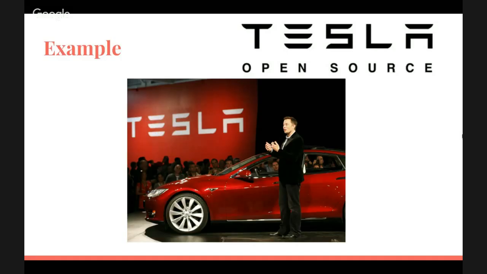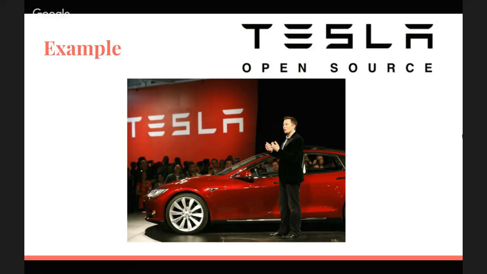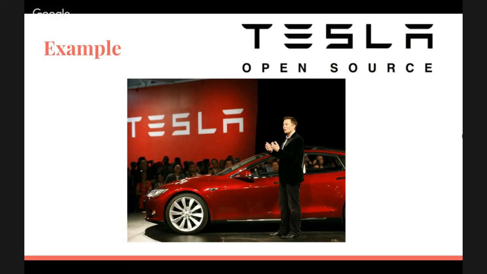The goal of Tesla's open source policy is to combat climate change by encouraging other companies to develop and build electric cars. This example illustrates that through the use of open source, developers and businesses can come together to solve greater issues in our world, just as Tesla has done with climate change.